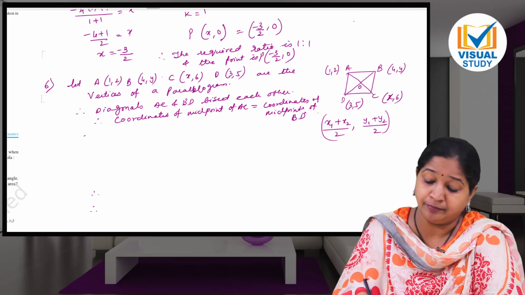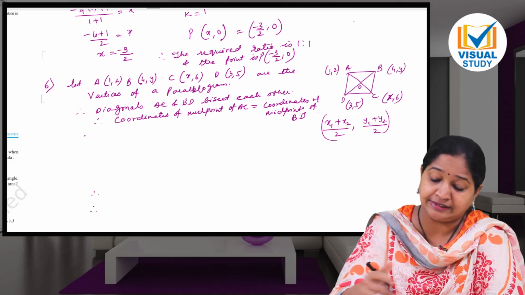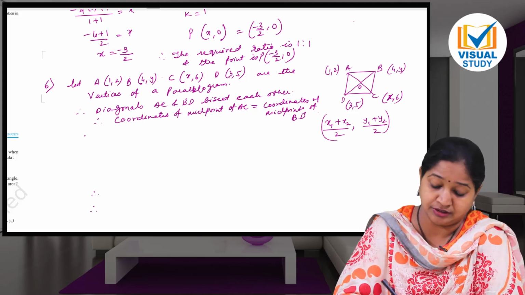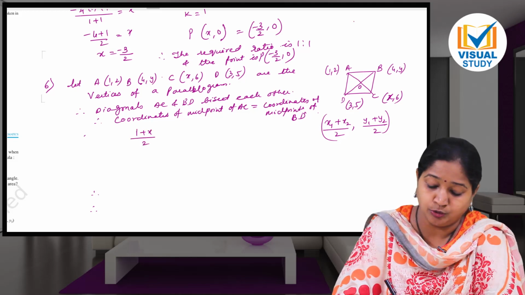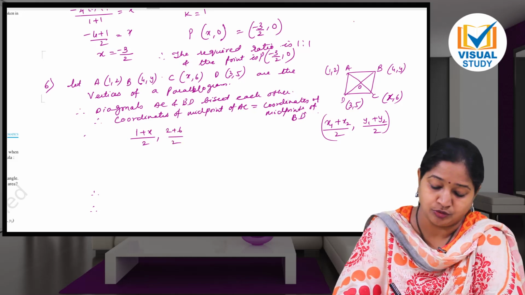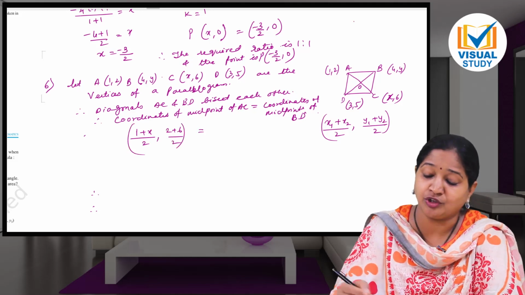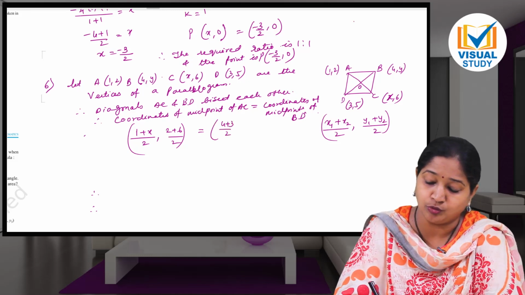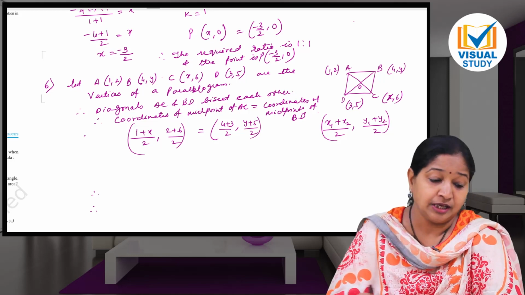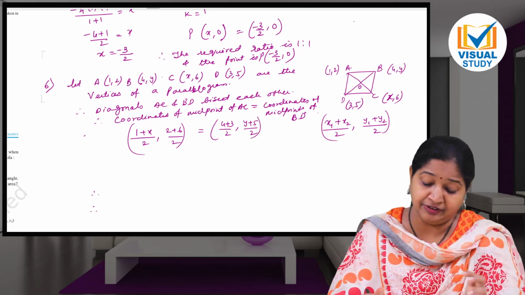AC equals BD. So, what will be our AC? AC is (1 + x)/2 and (2 + 6)/2. This will be your AC. What is your BD? (4 + 3)/2 and (y + 5)/2. Compare these two.